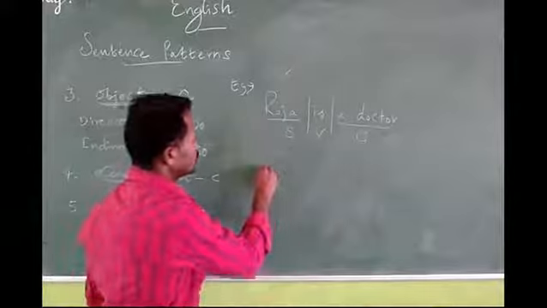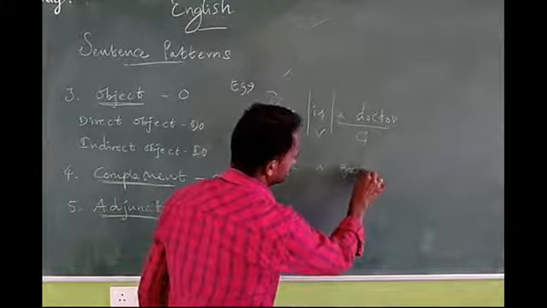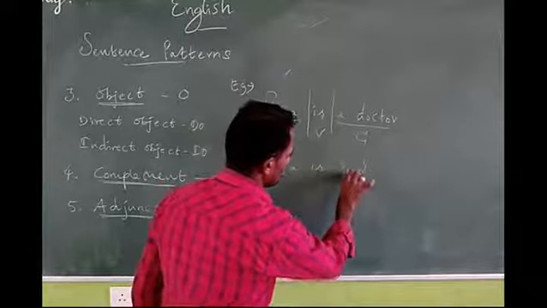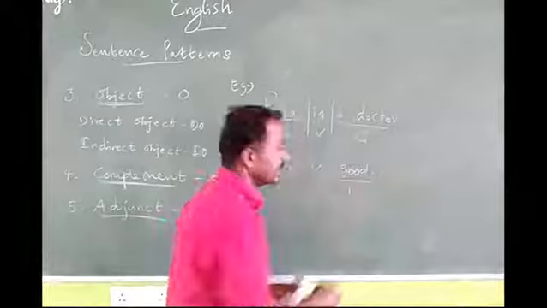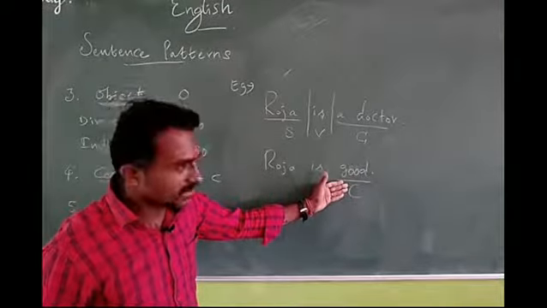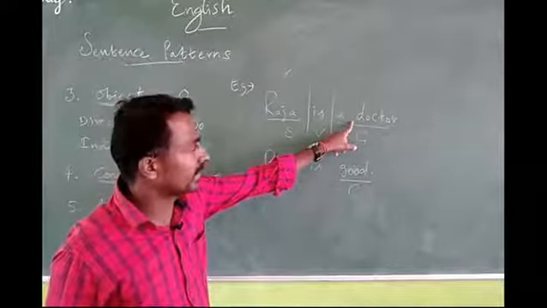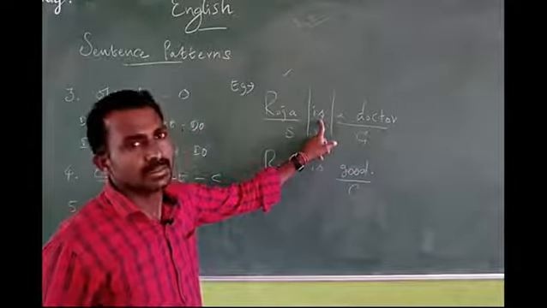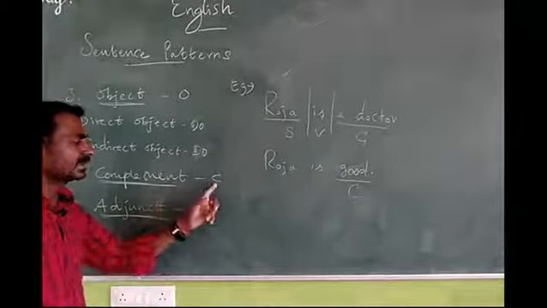The same sentence: Roja is good. Here also good is the complement. Why, sir? Because it is an adjective word. The adjective word always takes the complement. Here also doctor, a naming word, is a complement, and is is a be form verb. The complement is indicated with the capital letter C.